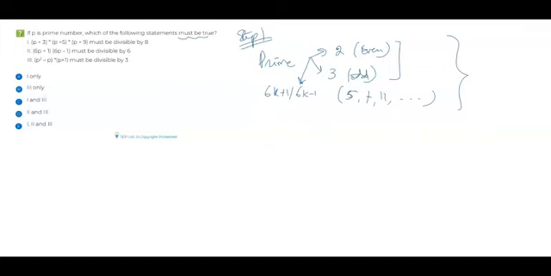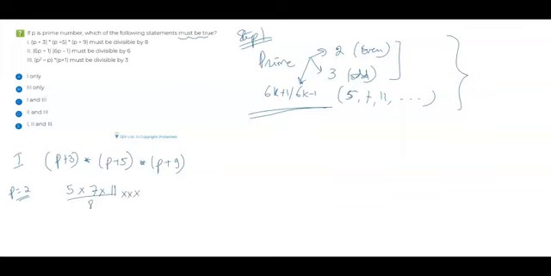So let's look at the first statement, keeping this in mind. I have p plus 3 times p plus 5 times p plus 9, and I need to find out whether this is definitely divisible by 8 or not. Obviously, you can take the first scenario, p is equal to 2. If you put 2 here, you'll get 5, 7 and 11, which are all odd, and obviously if you divide by 8, you'll get a remainder. So this is not divisible.